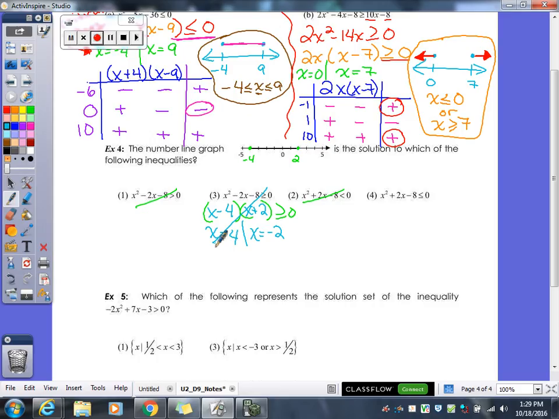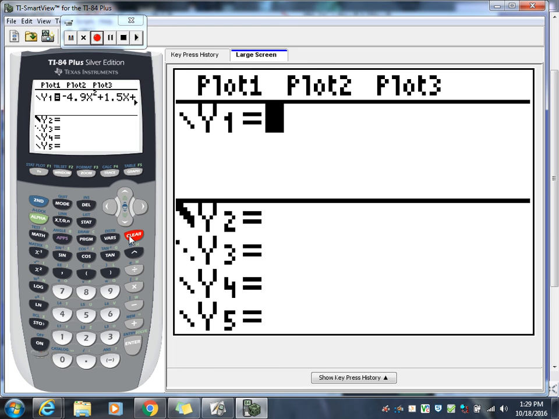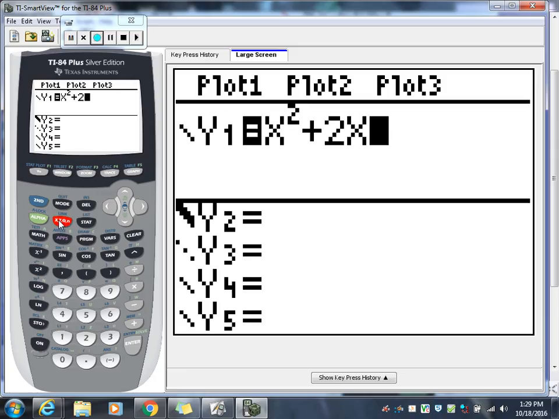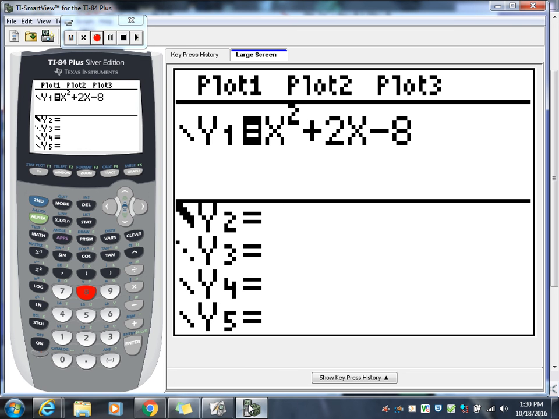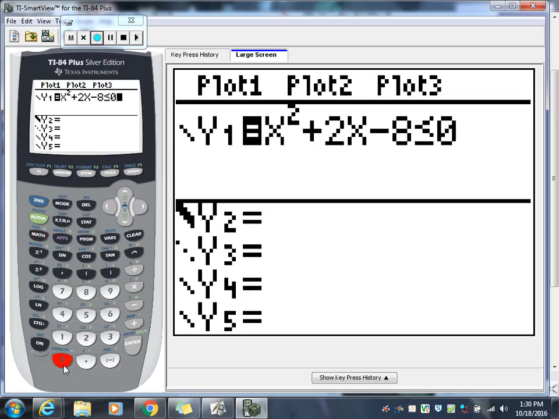Should always check. Now there is a way to check it in your calculator. So what I want you to do is go to your calculator, go to your y equals, and we're going to type the whole inequality in there. So it's x squared plus 2x minus 8, and then it's less than or equal to 0. Do you guys remember how to get the less than sign in there? We got to go to that word test right there. So you hit second, math, and then all your inequalities show up. We want choice 6. And then you type in your 0.